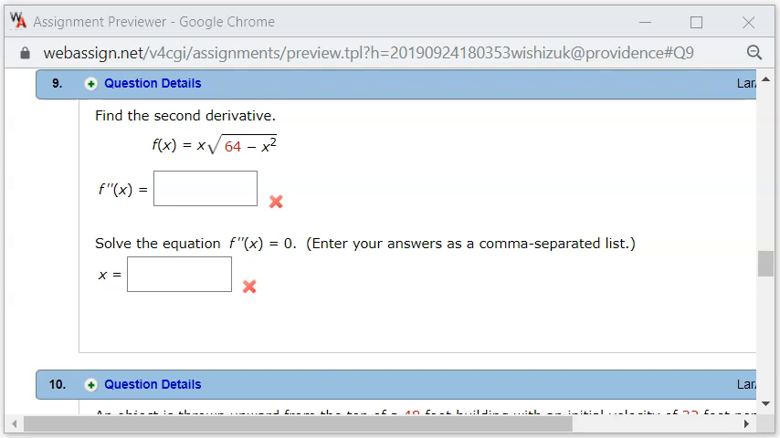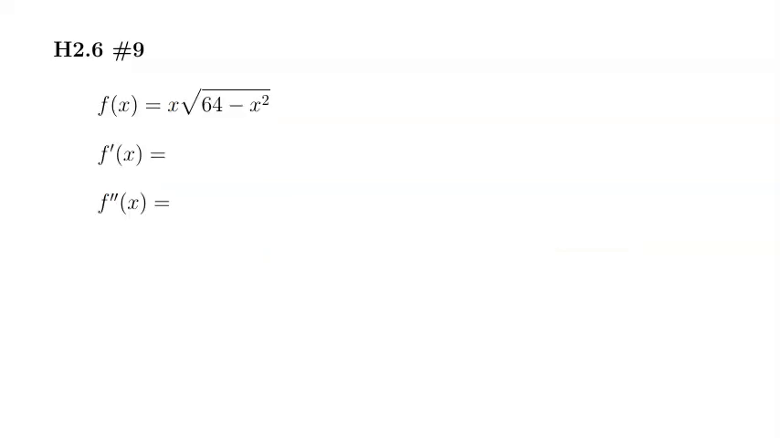All right, let's look at the homework 2.6, problem number 9. We have f of x is equal to x times the square root of 64 minus x squared, and we want to find the second derivative. All right, so let's do that first.